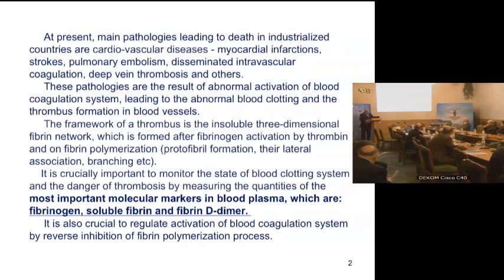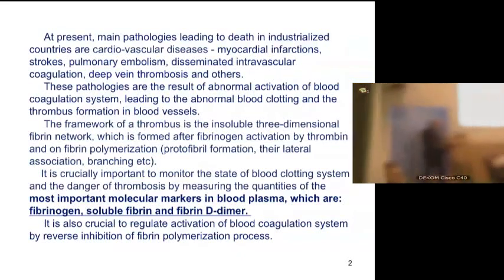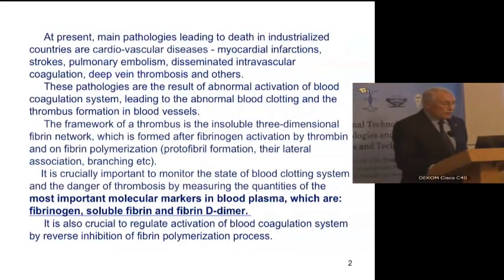The framework of a thrombus is the insoluble three-dimensional fibrin network, which is formed after fibrinogen activation by thrombin and fibrin polymerization. And there are several stages of fibrin polymerization.